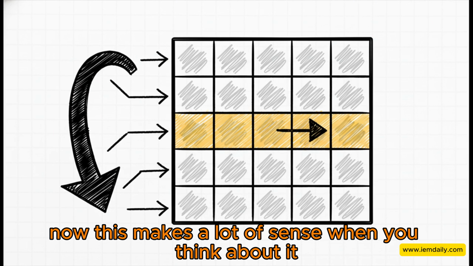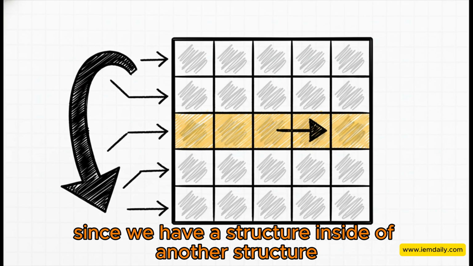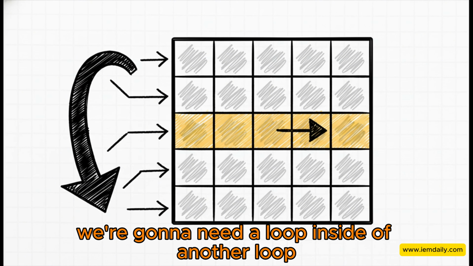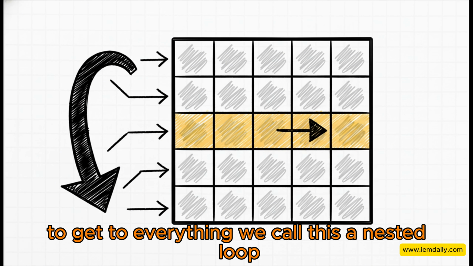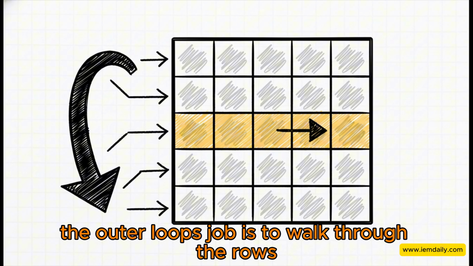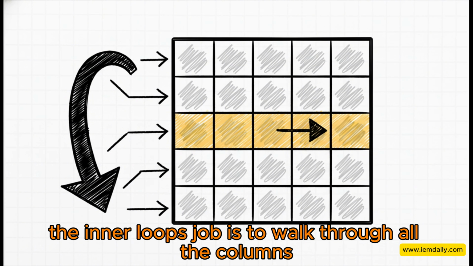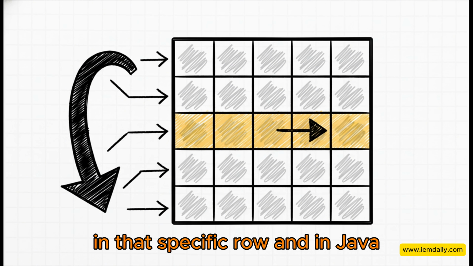Now, this makes a lot of sense when you think about it. Since we have a structure inside of another structure, an array of arrays, we're going to need a loop inside of another loop to get to everything. We call this a nested loop. The outer loop's job is to walk through the rows one by one, and for each row it lands on, the inner loop's job is to walk through all the columns in that specific row.